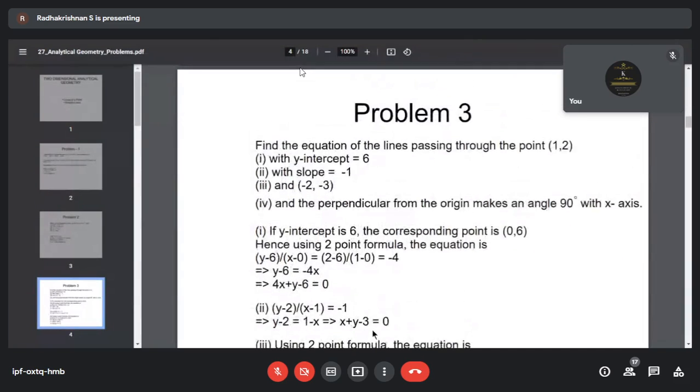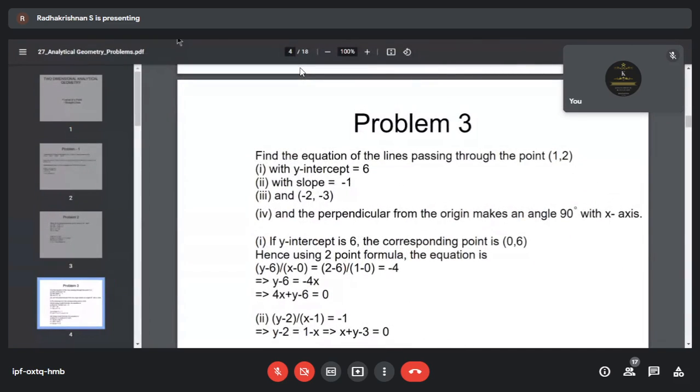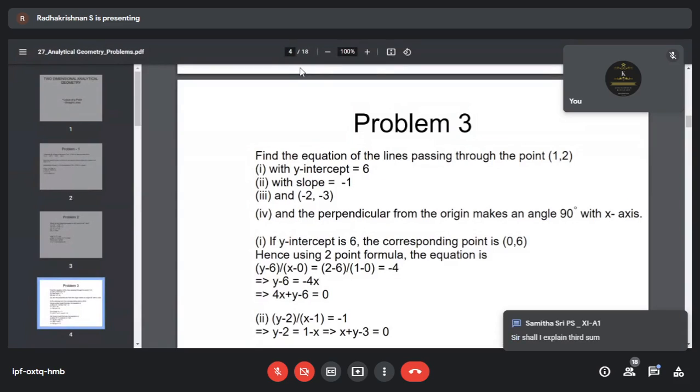So let's look at the second problem. So here if slope is given as -1, that means (y minus y1) by (x minus x1) equal to slope, which is -1. So you simply simplify that: (y minus 2) by (x minus 1) equal to -1. So that means it simplifies to x plus y minus 3 equal to 0.